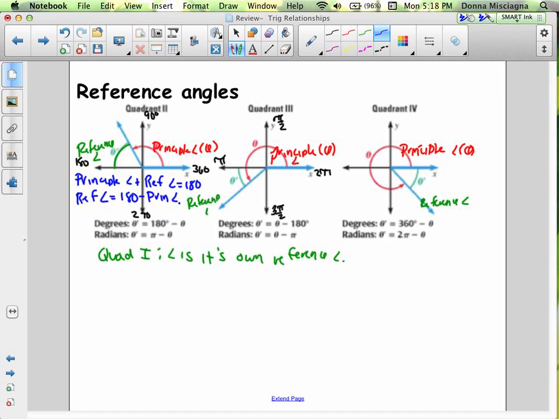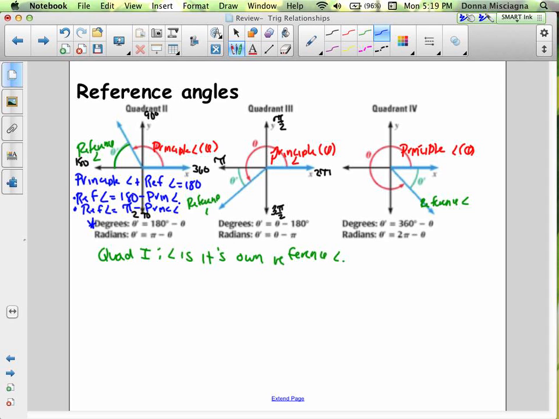So in degrees, we would subtract our principal angle from 180. If we're in radians, 180 degrees is pi radians. So this is in degrees, this is in radians: reference angle equals pi minus the principal angle. And you have that right here. It is not important whether you write it down if you understand it from the little chart there.